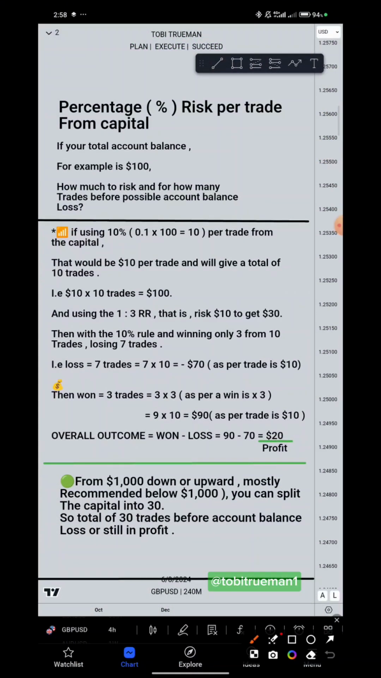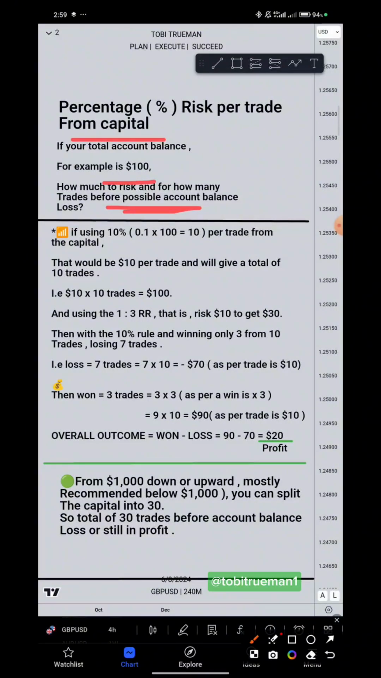Now we want to know the percentage risk per trade from our capital. We have known that, okay, we want to be risking 1-to-3. We need that we risk $1, we get $3. So in the situation whereby we now, for example, have $100 capital, how much are we going to risk? And not just that, for how many trades before a possible account balance loss.